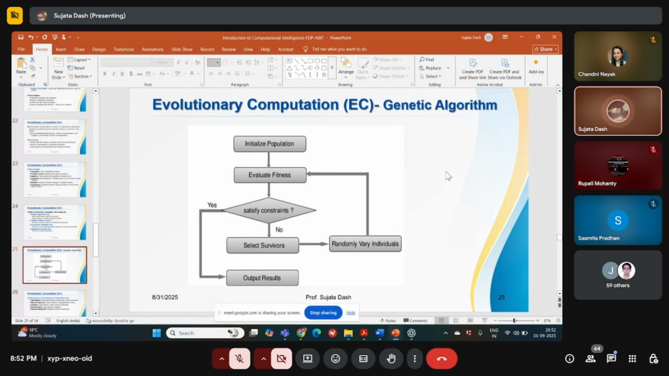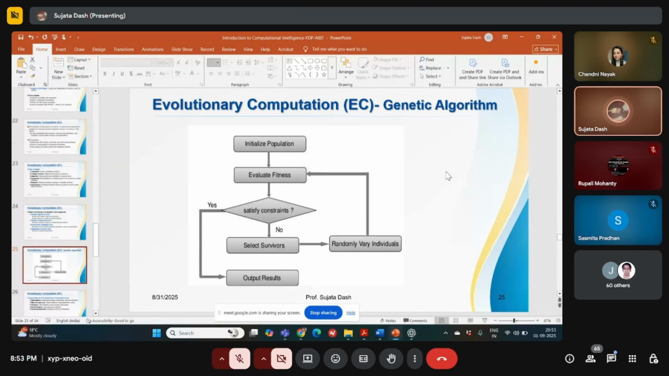Then after this initialization step, we come to the next step, which is evaluate fitness, or the evaluation step. The fitness evaluation step says each individual or chromosome in the population is evaluated using a fitness function. So here you have to define a fitness function, and that fitness function will evaluate the fitness of the individuals of the population. The fitness function measures how good the solution is for the given problem.